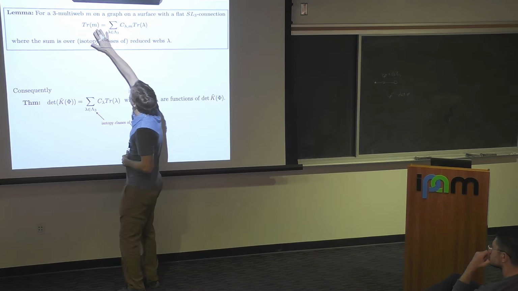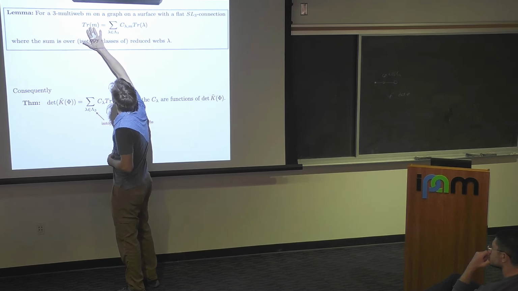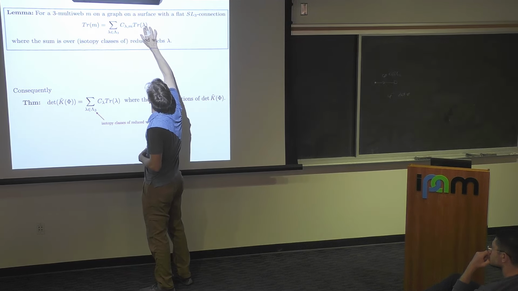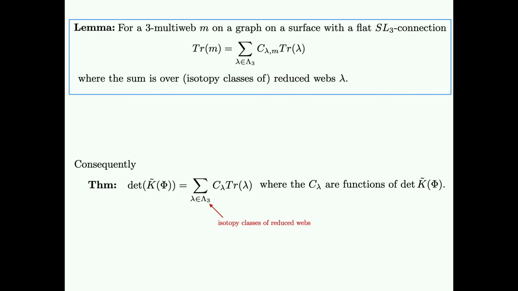If I have a multi-web M, its trace can be written as a sum of reduced webs, with some coefficients. And the sum is over just isotopy classes of reduced webs here. On the left it's a multi-web. On the right it's just an abstract web, which is reduced. So if you have a web on a graph on a surface with a flat connection, then you can replace each trace with this linear combination of traces of reduced webs.